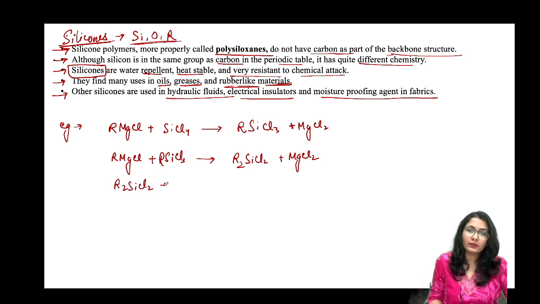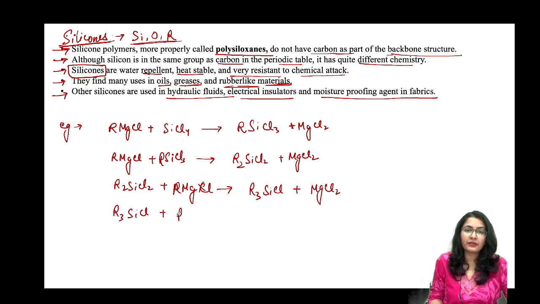R2SiCl2 plus RMgX or MgCl. That again gives you R3SiCl plus MgCl2. Again, R3SiCl plus again Grignard. One more last replacement. That is going to give you R4Si plus R plus MgCl2.